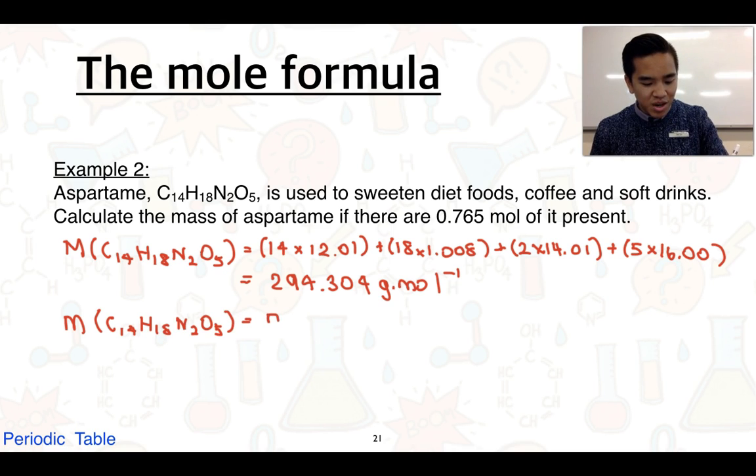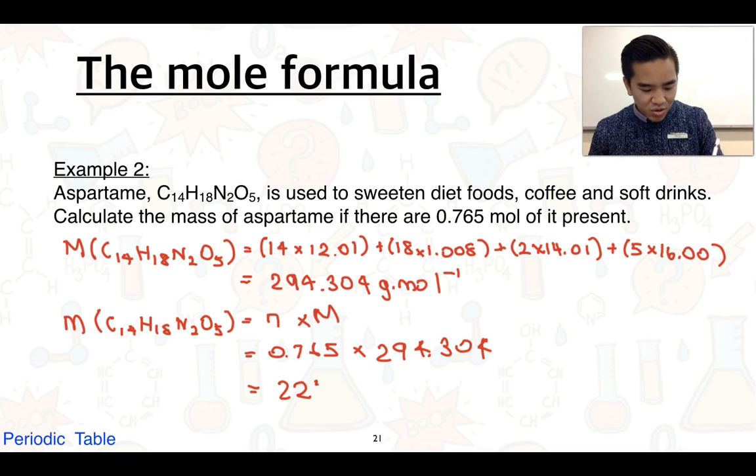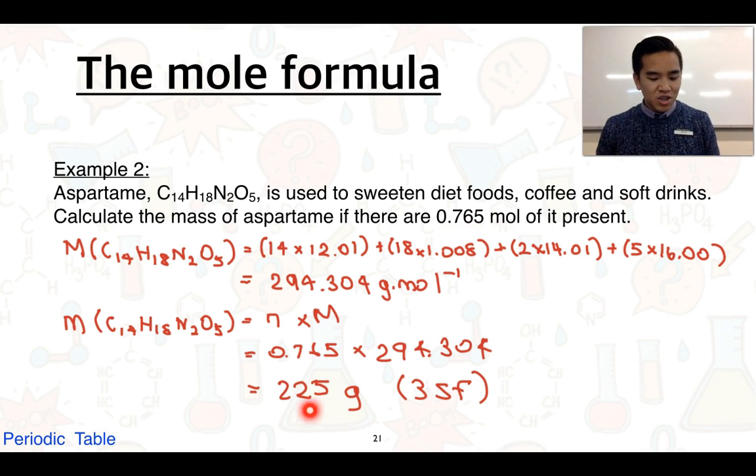This is equal to the number of moles multiplied by the molar mass. So we've got 0.765 to 3 sig figs multiplied by 294.304. If we work that out, we end up getting 225 grams, our mass, to 3 sig figs. If we have a look, our number of moles is given as 3 sig figs, so our mass should be given to 3 sig figs as well.